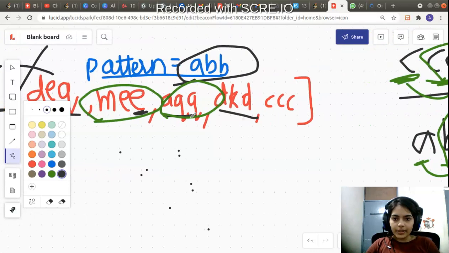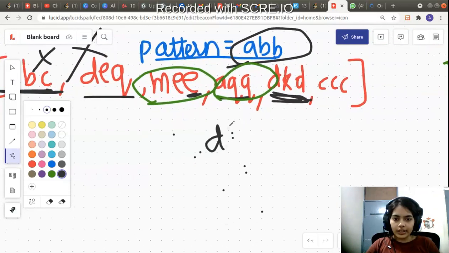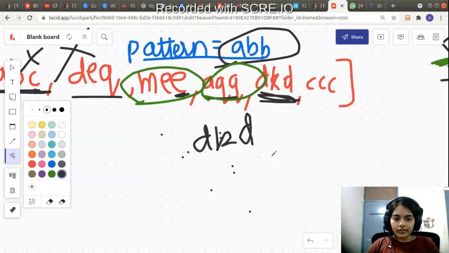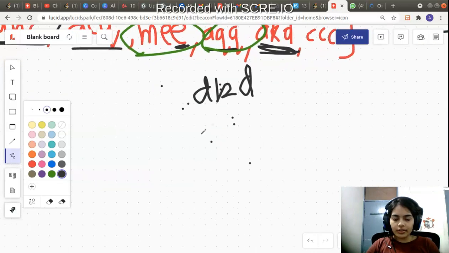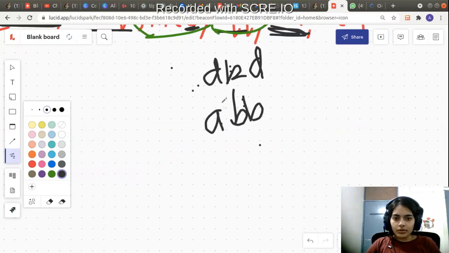Okay, next example you have DKD. So DKD, and you are trying to see if it is connecting properly or not. So you have ABB. You make the connection A with D in the map.